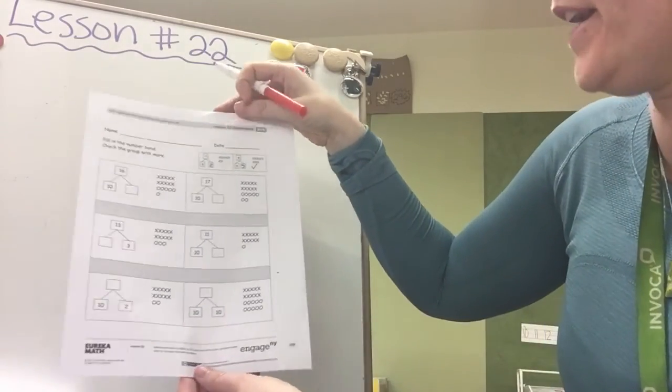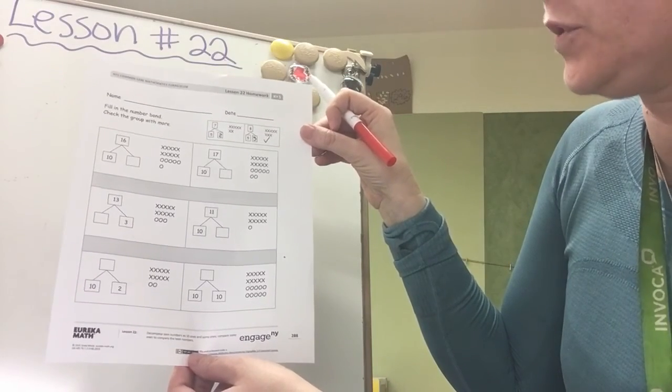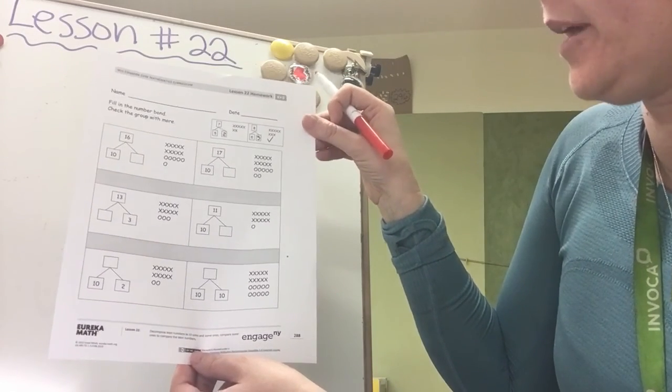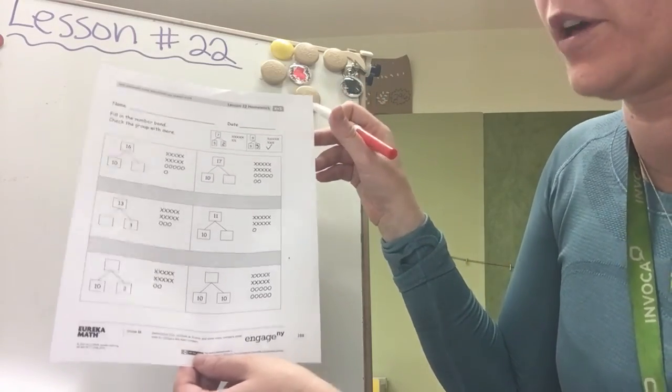And then there's one page of just practicing some more number bonds, which we were doing on Monday and Tuesday this week. So you should be able to do this one pretty good because we've been doing a lot of number bond work this week.